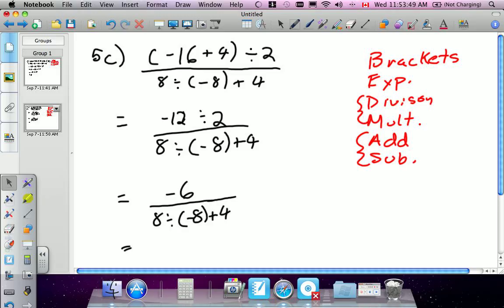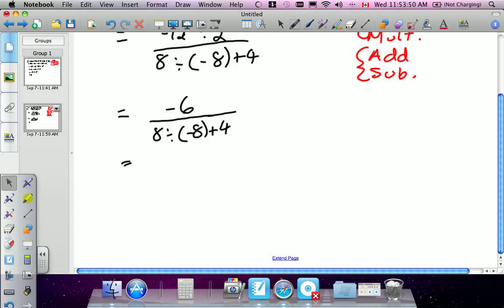Now I'm going to go to the bottom. According to BEDMAS, I deal with the division part first. It says 8 divided by negative 8. First of all, because it's a positive and negative, our answer is going to be negative. And 8 divided by 8 is? Right. So we have negative 1 plus 4. Negative 1 plus 4 is 3.